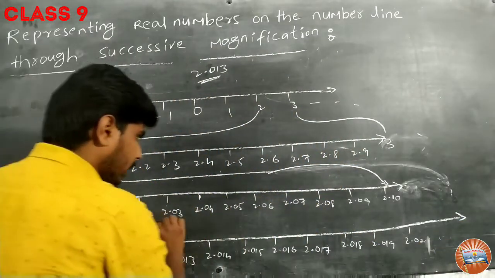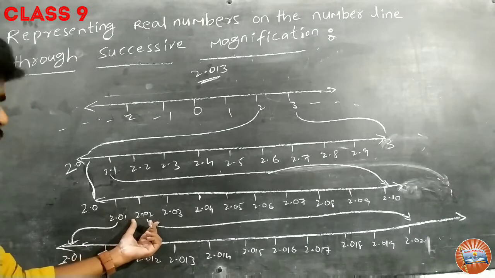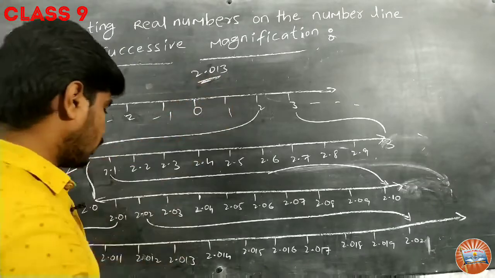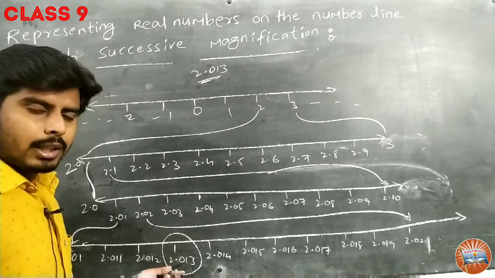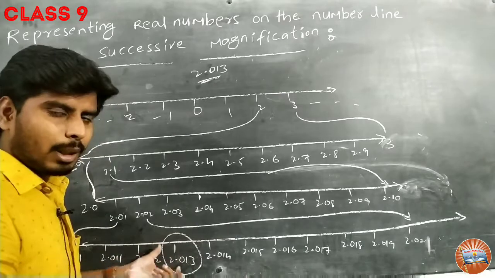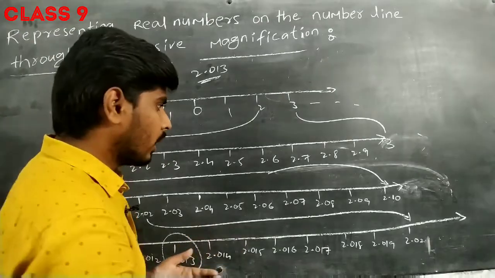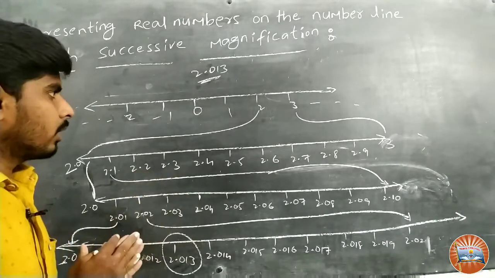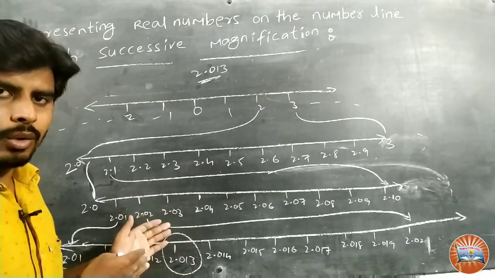So how to represent this? Right. So 2.01 and 2.02. This 2.013 lies between these two numbers. Where is our 2.013? Here it is. This is our required number, isn't it? So here I have represented this on the number line exactly. This is called successive magnification. Okay, did you get this? This is the successive magnification. Right, so you have to represent the numbers like this in this exercise 1.3.